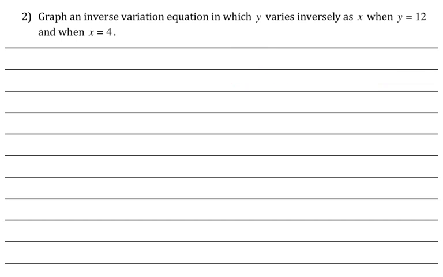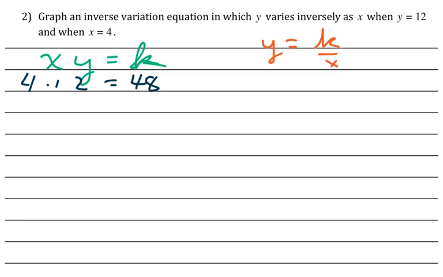I know that we have this formula, xy equals k. And if they tell me when y is 12 and when x is 4, then I can plug this in to figure out that k would be 48. And optionally over here, if you want to show this a second way, y equals k over x, and then I would have 12 is equal to mystery number k over 4, and then you could solve that and figure out that k is 48.